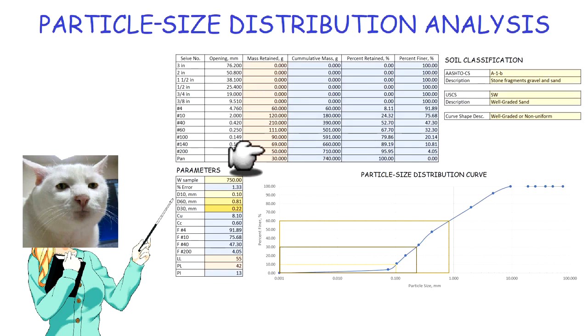The results of this method are plotted in a semi-log graph with the grain size as abscissa plotted on a logarithmic scale and percent finer as the ordinate plotted on the arithmetic scale. The sample can also be classified according to the shape of the grain size distribution curve.